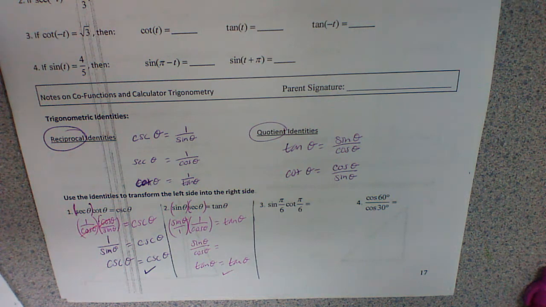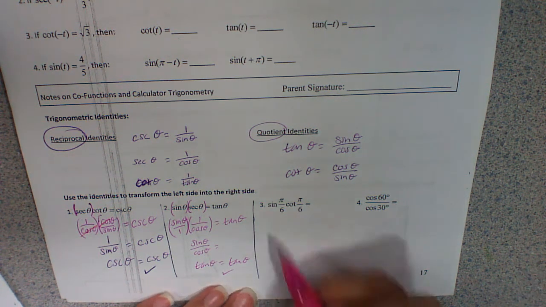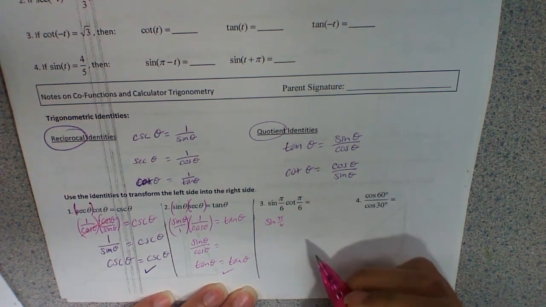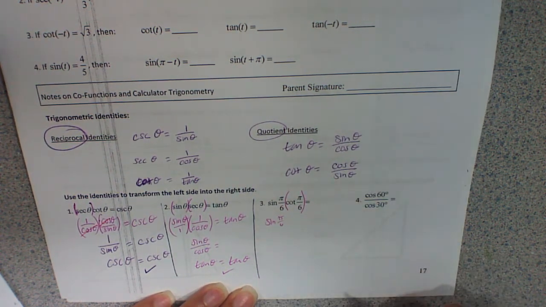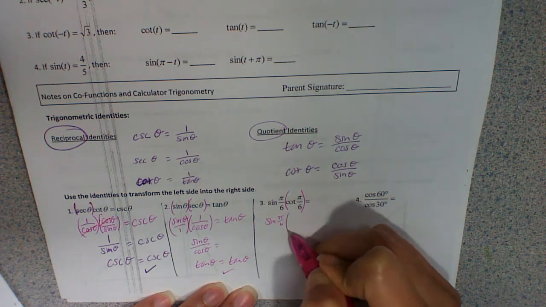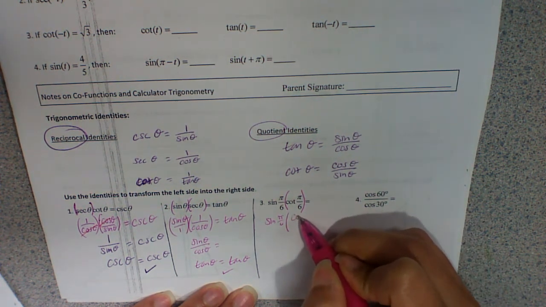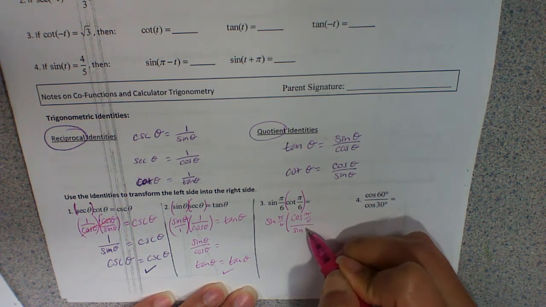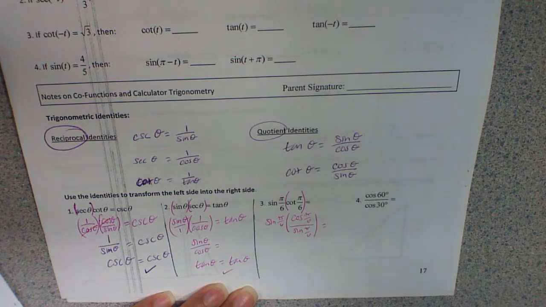But before we do that, let's simplify whatever we can. So sine of pi over 6 is simply sine of pi over 6. I'll leave that as is. Cotangent of pi over 6, I can rewrite as cos of pi over 6 over sine of pi over 6. And I need to figure out what that gives me.